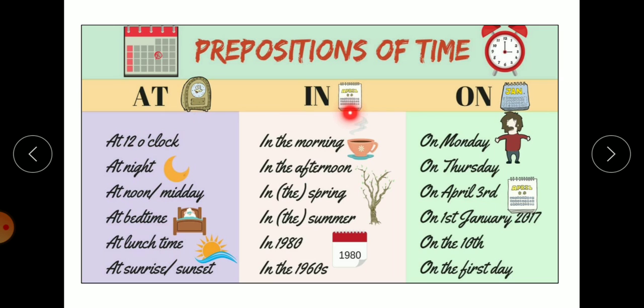Where do we use in? In the morning, in the afternoon, in the spring. With seasons we are using in. With year, we are using in, right? In 1980, in the 1960s. On is used with the days, like on Monday, on Tuesday, on April 3rd. With the dates, we are using on, like on 1st January 2017, on the 10th, on the first day, on the last day. So we are using on there. Is it clear?